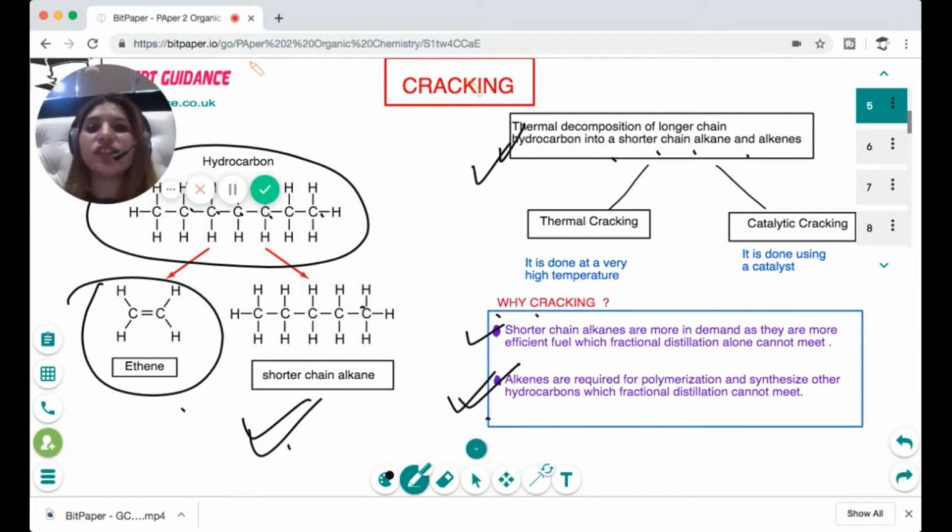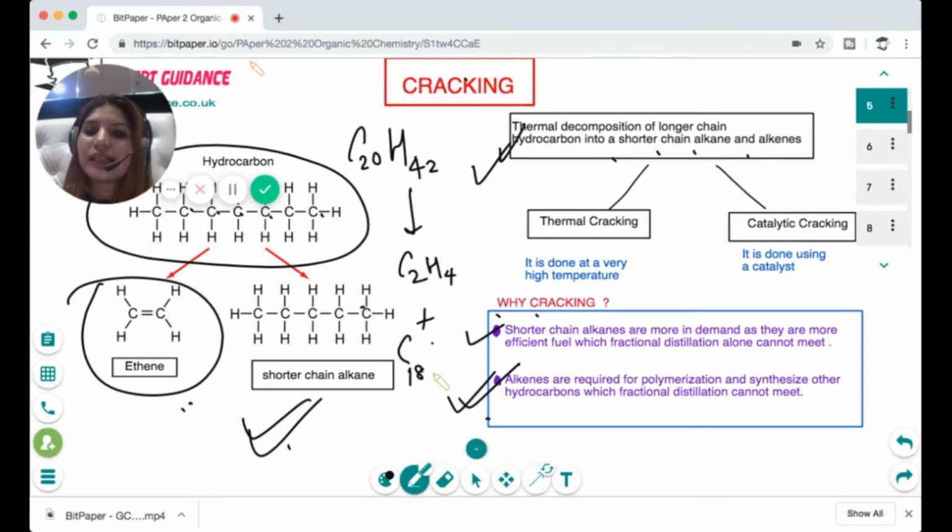Okay, so you should know what cracking is. In the exam, they can give you any compound. They can ask you to write the name and the formula for a 20 carbon hydrocarbon. So a 20 carbon alkane would be, as we'll see later, CnH2n plus 2, so that would be C20H42. You need to do its thermal cracking. So remove an alkene which has the formula C2H4, and then you are left with C18 and 38 hydrogen.